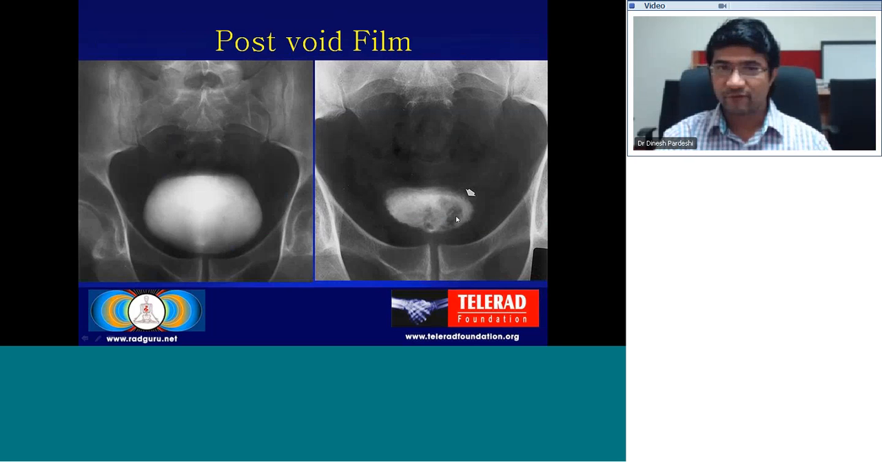Post-void films are also very helpful in cases where there is dilatation of the proximal pelvi-ureteric urinary tract. For example, there is dilatation of the pelvis, and the ureters are dilated on the earlier films. On the full bladder film also, the urinary tract is dilated. If the dilatation disappears on the post-void film, then it tells us that this dilatation was secondary to a physiologic change. If the dilatation persists even on the post-void film, then it means there is some significant obstruction, which needs to be investigated.